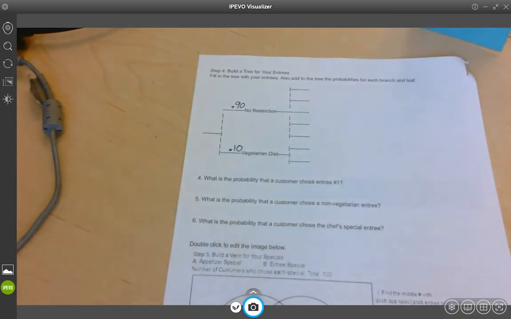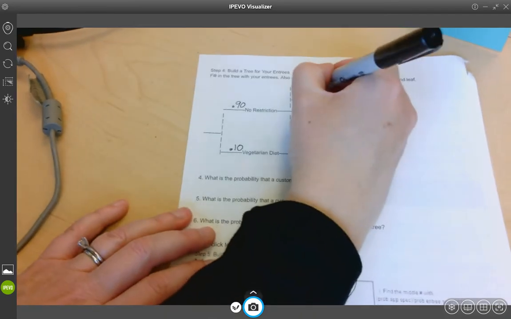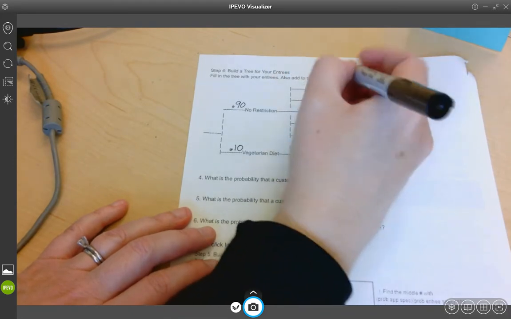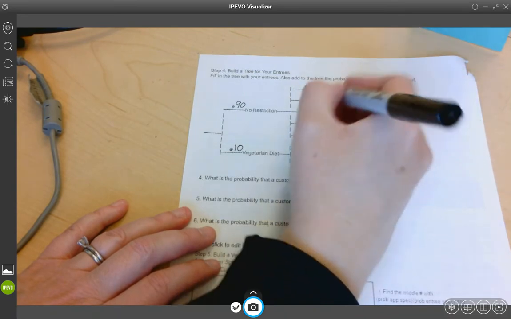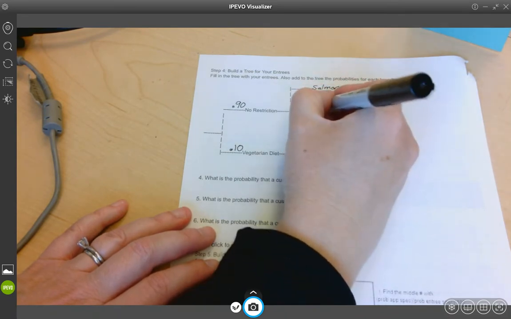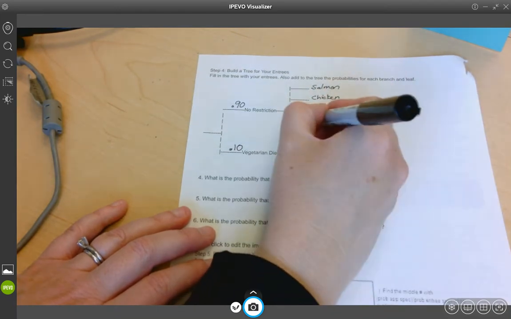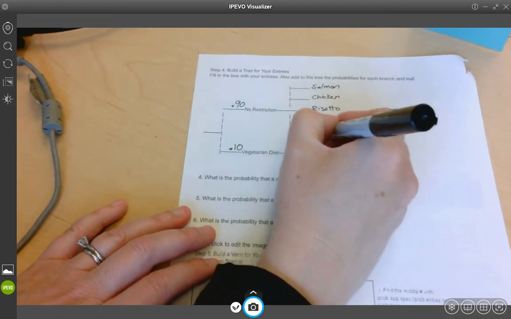All right, we need to list the choices, and we're going to list them shorthand because these are long names for these entrees. For no restriction, they can have any of the entrees. So they could have salmon, they could have chicken, risotto, tofu, or spaghetti.